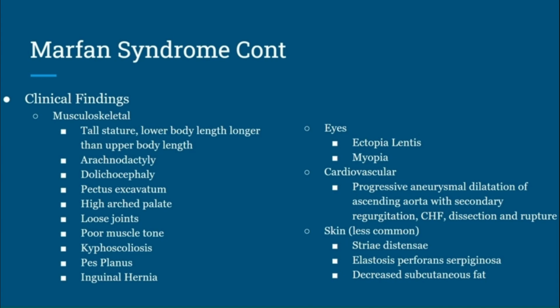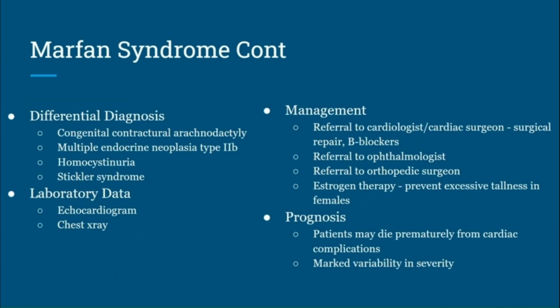The concerning thing with Marfan's is you can have a progressive aneurysmal dilation of the ascending aorta with secondary regurgitation, CHF, dissection, and rupture. You can have striae, decreased subcutaneous fat, and striae as well. Your differential diagnosis is listed here on the left, and that's often considered a Marfanoid habitus differential. You want to get an echo and chest x-ray.